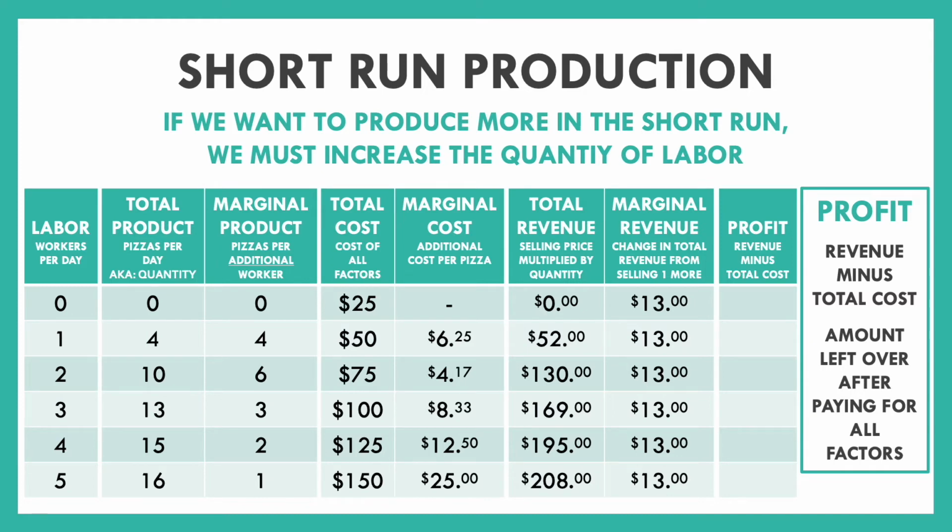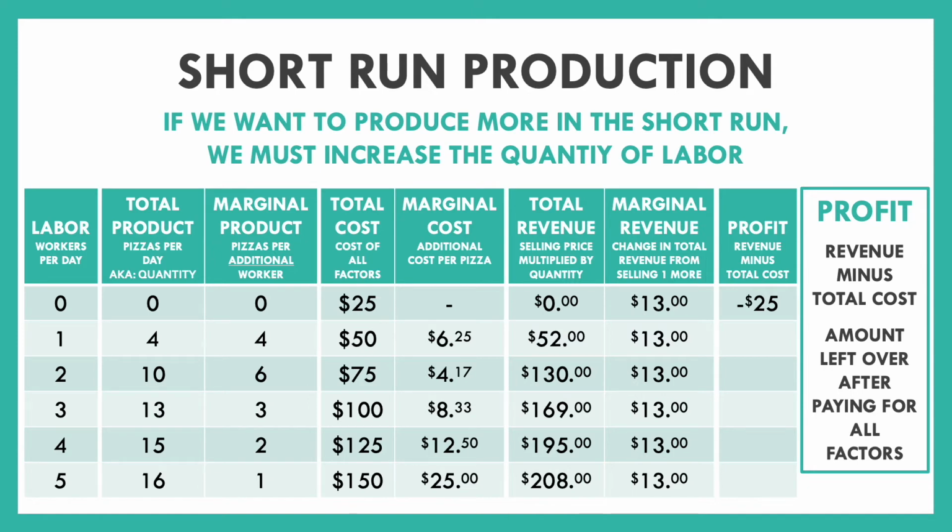Even though I didn't hire any workers, I still had to pay the rent. 0 minus 25, we see that our profit is actually negative $25. We're losing money, right? So if we don't hire any workers, we lose money, which I think should make sense to us. If we don't hire any workers, we're not making any pizzas, we lose money.